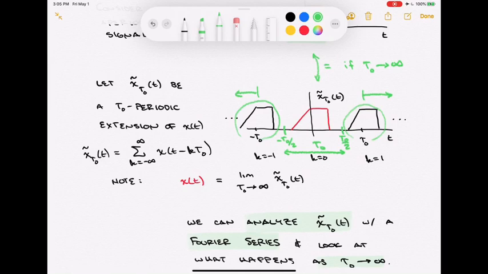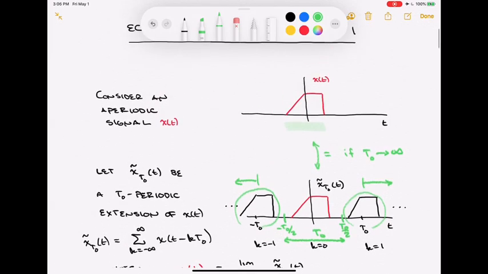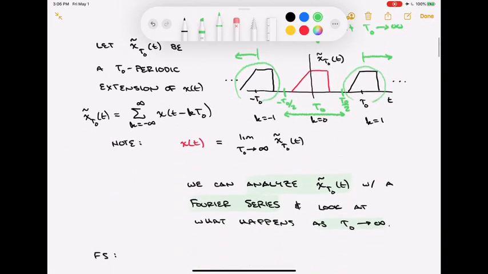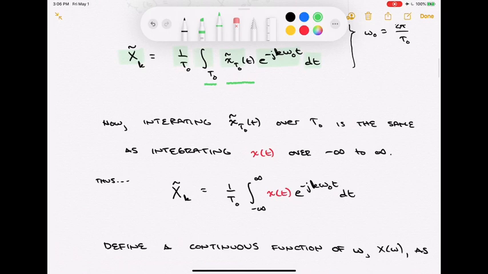And what I can notice is that over that interval, the only thing I see is that red waveform. That is exactly the same as x of t. And because x of t is 0 everywhere outside, we could take that integral from minus t naught over 2 to t naught over 2 and replace it with an integral of x of t, not the periodic signal, but the aperiodic signal. So we could do an integral of x of t from minus infinity all the way to plus infinity. It's just a little game we're going to play. It's a way of putting x of t into this expression for the Fourier series coefficients.